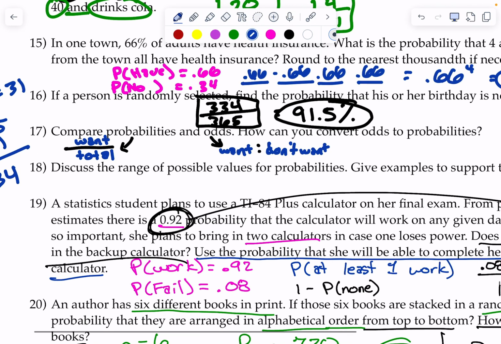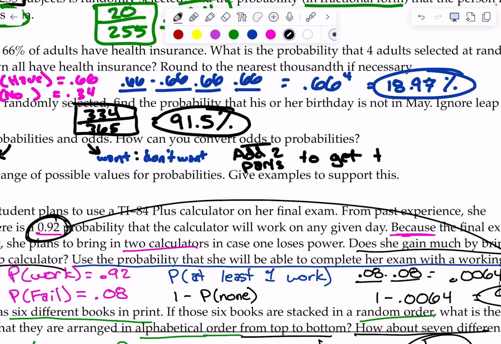How can you convert odds to probability? If it's like 3 to 4, it would be 3 over 7. Yeah, you add the two parts together to get the total. So 3 to 4 odds would be 3 over 7 total, because those are my parts. Add the two parts together to get your total number for your probability.